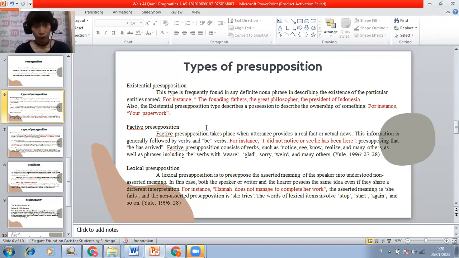Next up, we have factive presupposition. Factive presupposition takes place when the utterance provides a real fact or actual news. This information is generally followed by verbs and be verbs. For instance, I didn't notice or see he's been here. So, I didn't notice he's been here.